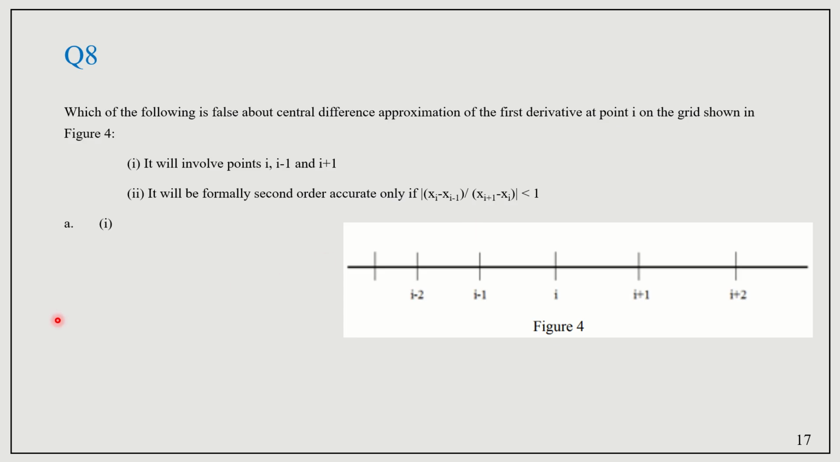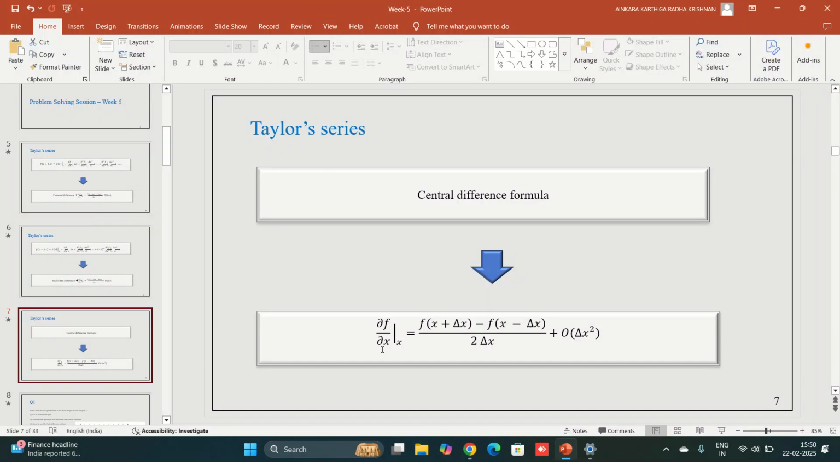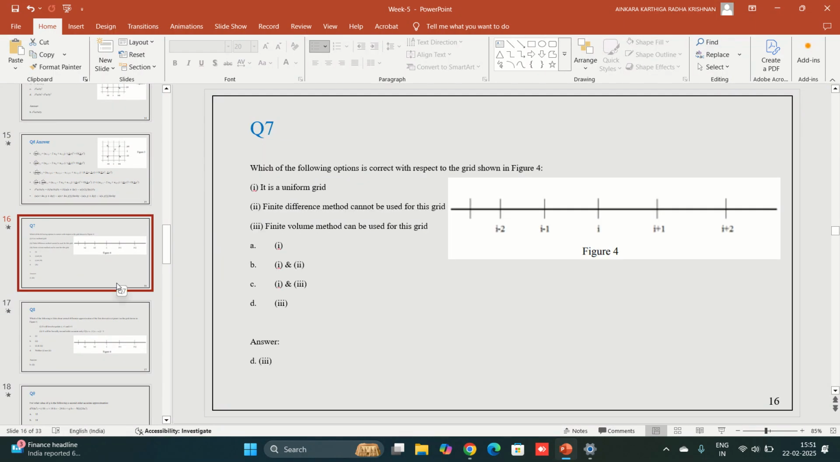We will look at the options now. Option A is 1, option B is 2, option C is 1 and 2, option D is neither 1 nor 2. We now know that the first statement is true and the second statement is false. Which of the following is false about central difference approximation of the first derivative? It will involve points I minus 1 and I plus 1. Central difference approximations will obviously involve all 3 points. That is the central difference approximation of the first derivative, dou f by dou x, which we saw in the first slide. Dou f by dou x at x is f of x plus delta x minus f of x minus delta x. So it involves the equation at I and involves points I minus 1 and I plus 1.